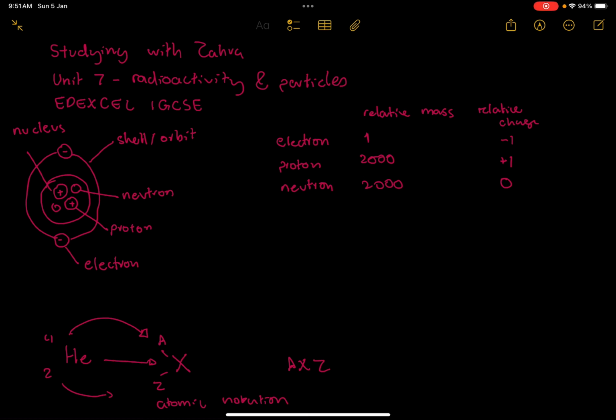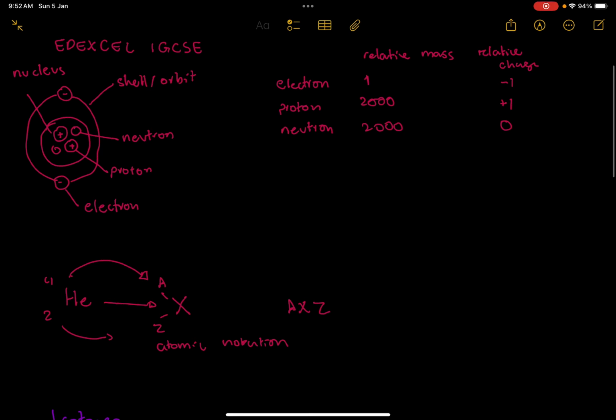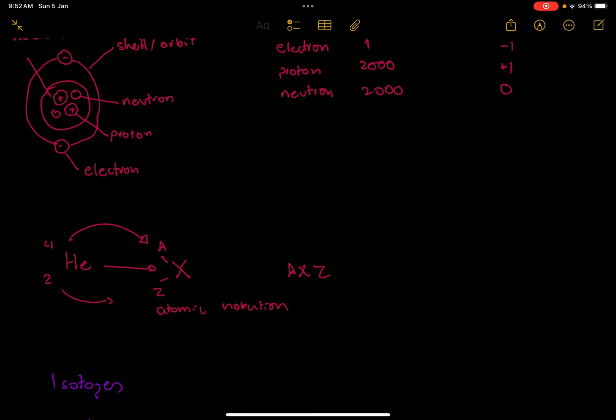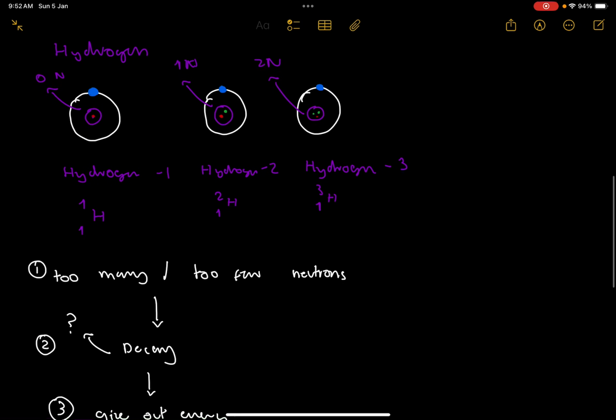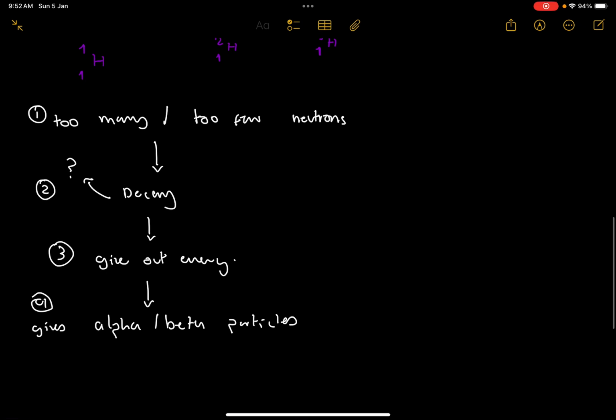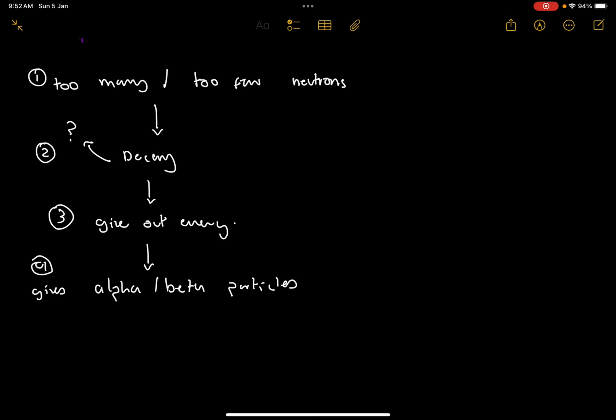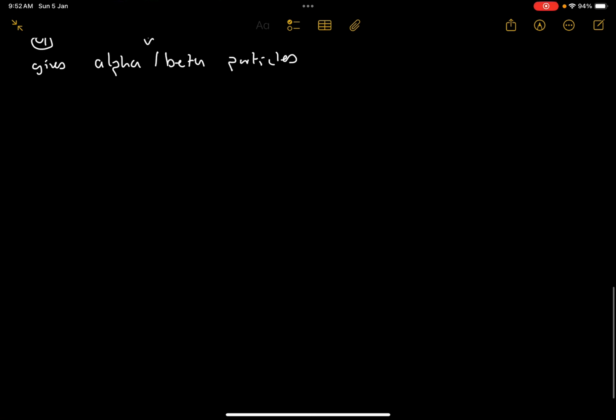Today we're going to be doing Unit 7, which is radioactivity and particles, and we're going to be doing ionizing radiation, alpha, beta, and gamma decay. So in the last video we went over the structure of an atom, atomic configuration, isotopes, examples of isotopes, and atomic notations. And we briefly went over what happens if we have too many or too few neutrons in the nucleus. So we're going to start with ionizing radiation.